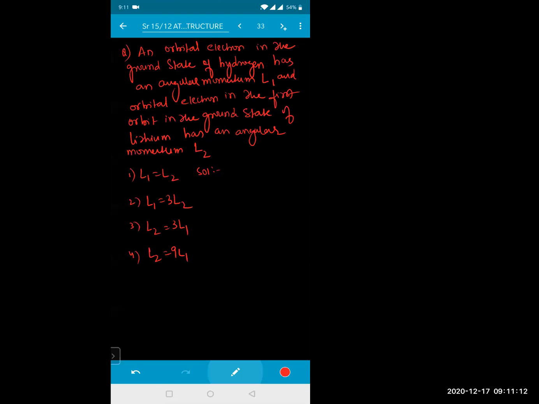The orbital electron in the ground state of the hydrogen atom has an angular momentum L1, and the orbital electron in the first orbit in the ground state of lithium has an angular momentum of L2.